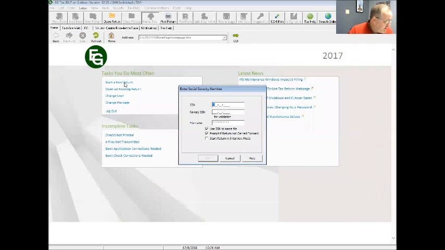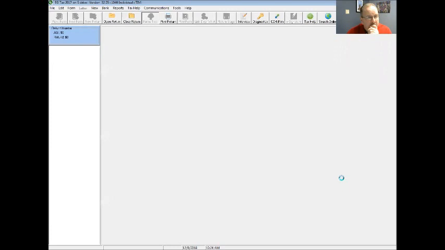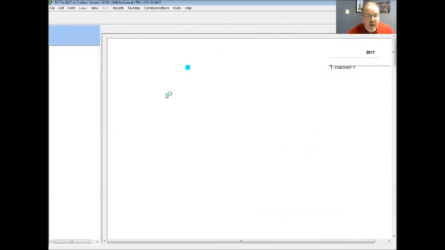Okay, remember that we have to enter that by the Social Security number. I'm going to use a little bit of a different one because this problem is probably already in here somewhere. All right, so we're going to get into our software. All right, so we're in there, and as I said, we're doing the Zieglers. Friends Tom and Judy are our clients here.